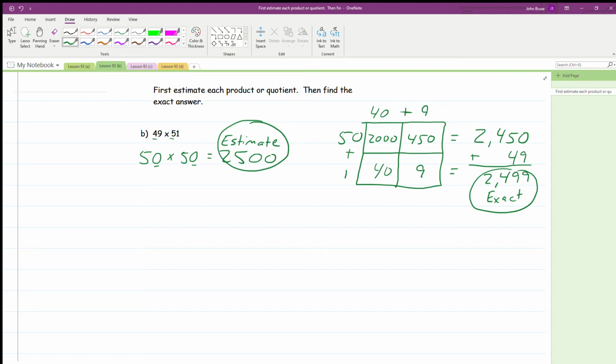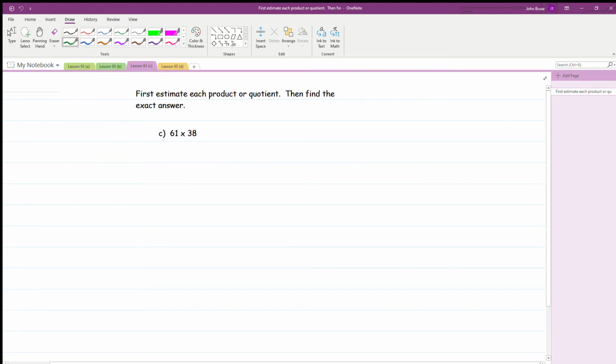All right, moving on to C. We're going to round to the nearest 10 again. So we've got 60 times 40. Well, 6 times 4 is 24 with 2 zeros. So that's our estimate. And then we're going to do our exact answer, and for this one we're going to do the rainbow method. So let's go ahead and draw a couple sets of parentheses. We're going to put our numbers in the parentheses in expanded form.